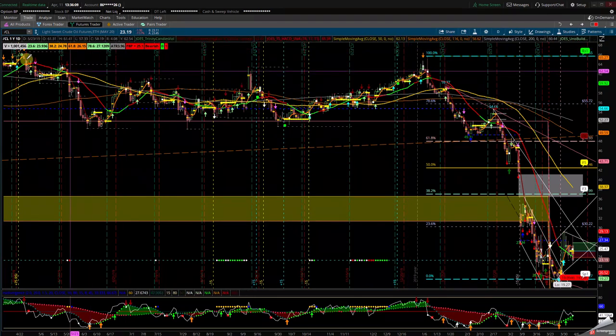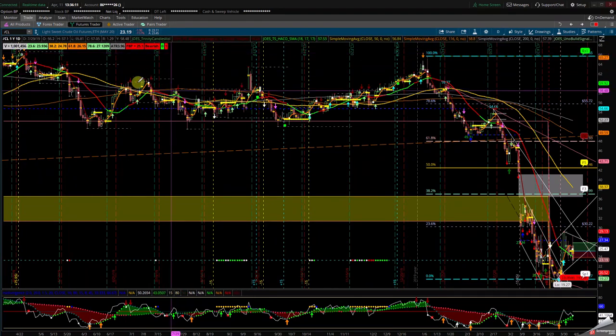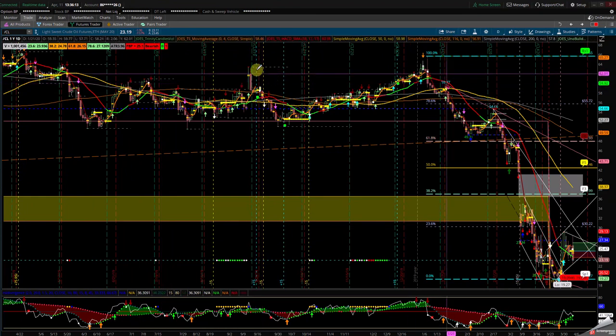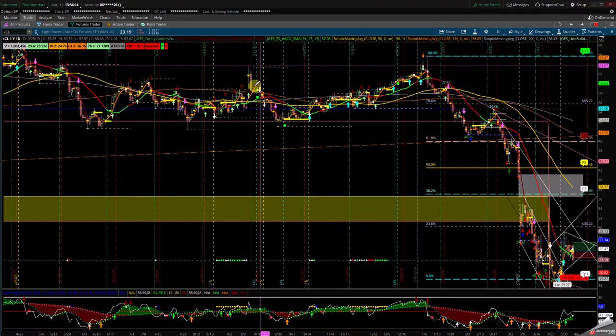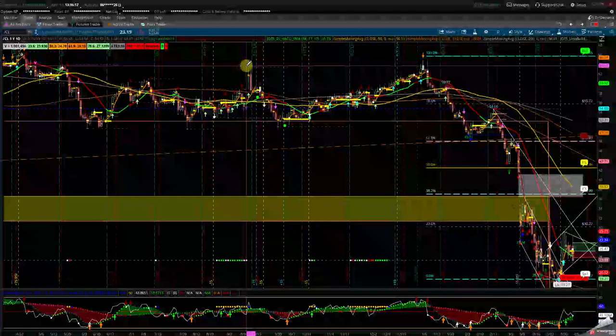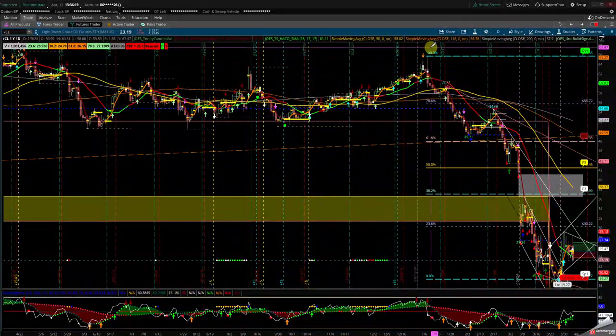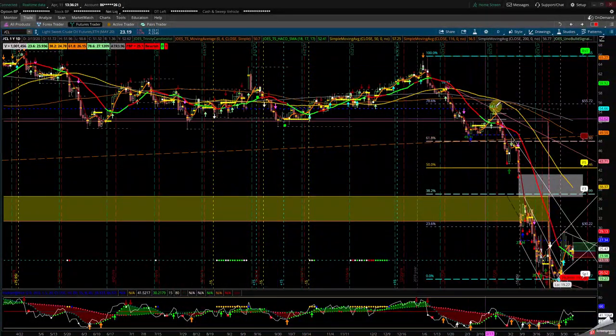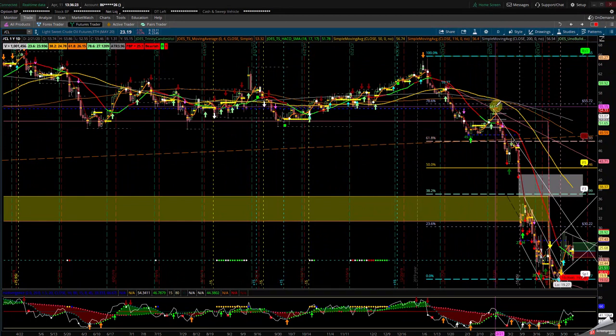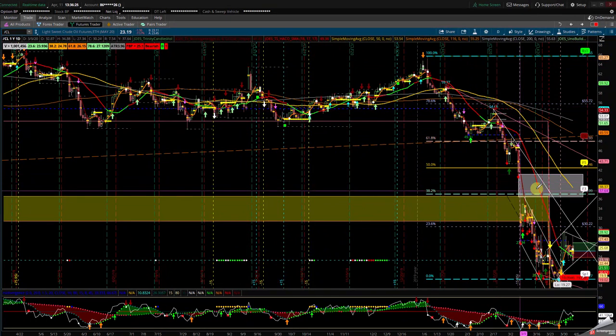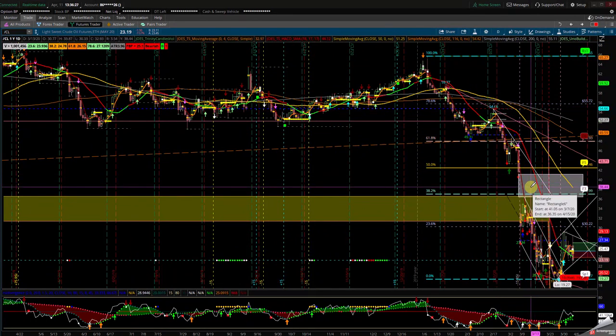And if you see in this consolidation here, what I'm going to do is zoom in to show you what's going on below that 50% fib and that 38.2. That's going to be a very critical area when we're going to come back up. That's my first target, and the second target would be to fill this gap.